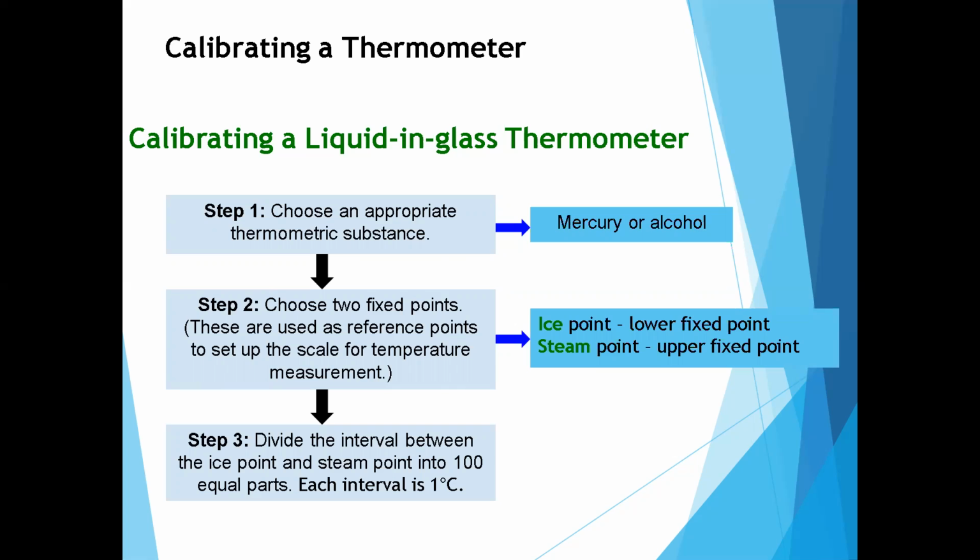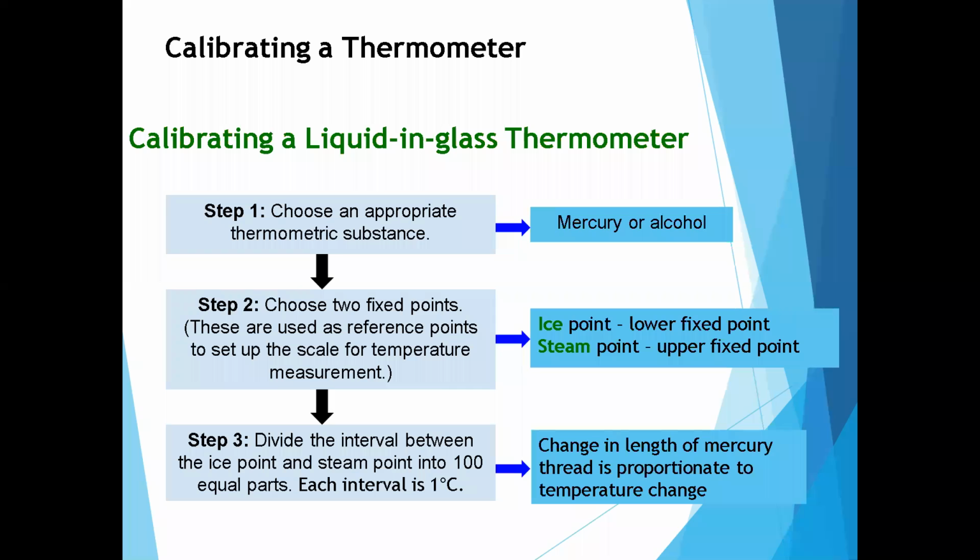I've marked my ice point and my steam point. There's a difference of 100 degrees between 0 degrees Celsius and 100 degrees Celsius. So I will divide that into 100 parts, and each interval becomes 1 degree Celsius. And so the change in the length of the mercury thread is the rise of mercury. It's how much the mercury is rising. That red line is known as the mercury thread.